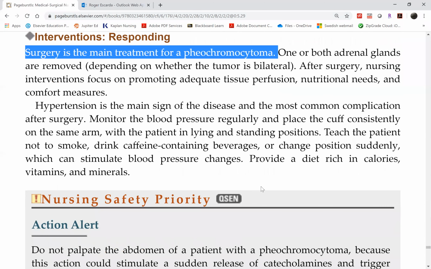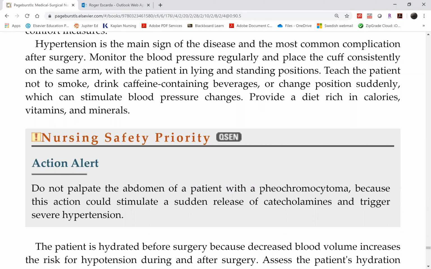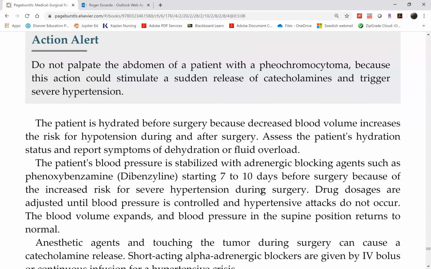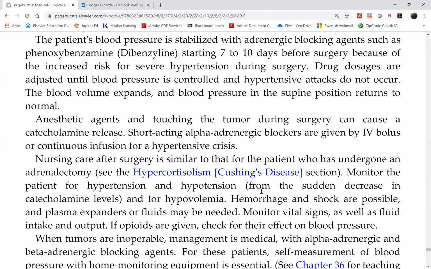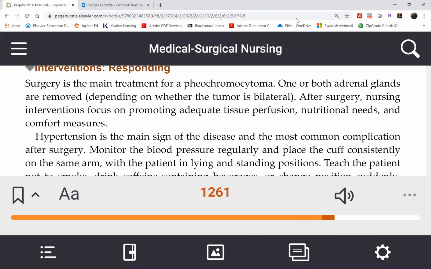Does it cause tumor lysis? No, because this tumor is not treated with chemotherapy. You just simply remove it. Surgery is the permanent cure. And that's it. I really don't have much about pheochromocytoma. Any questions?